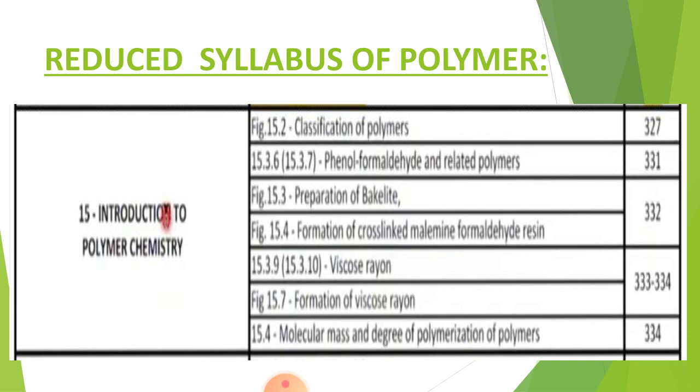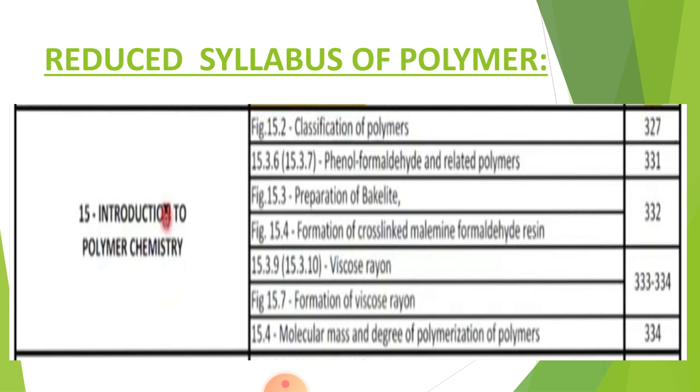Then classification of polymer on the basis of biodegradability. These all topics have been reduced from your chapter, from page number 322 to page number 327. Then we are moving towards phenol formaldehyde and related polymer. It is on page number 331.